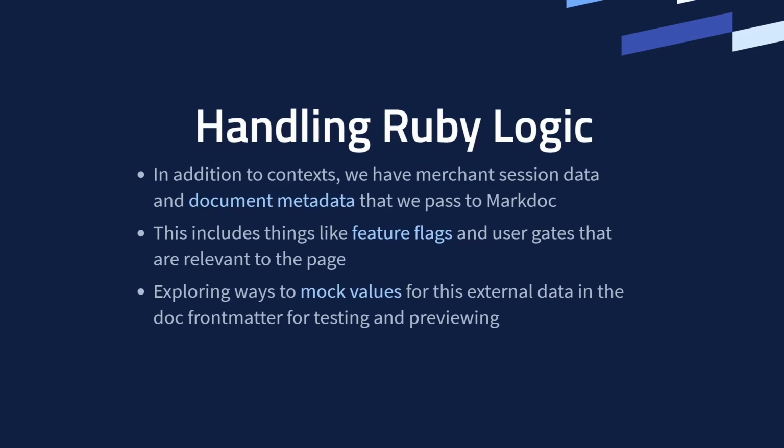So in addition to context, we also have some user session data and document metadata that we pass to Markdoc when we're rendering a document. This includes things like the user's preferred locale, the feature flags that are associated with the documentation page, things of that nature. We're exploring some interesting things that we can do with this, like ways to mock values for external data and put those mock values in the YAML front matter for testing and previewing. So if you have a variable that you're using in a document, you can change the value and see how it looks in different states.